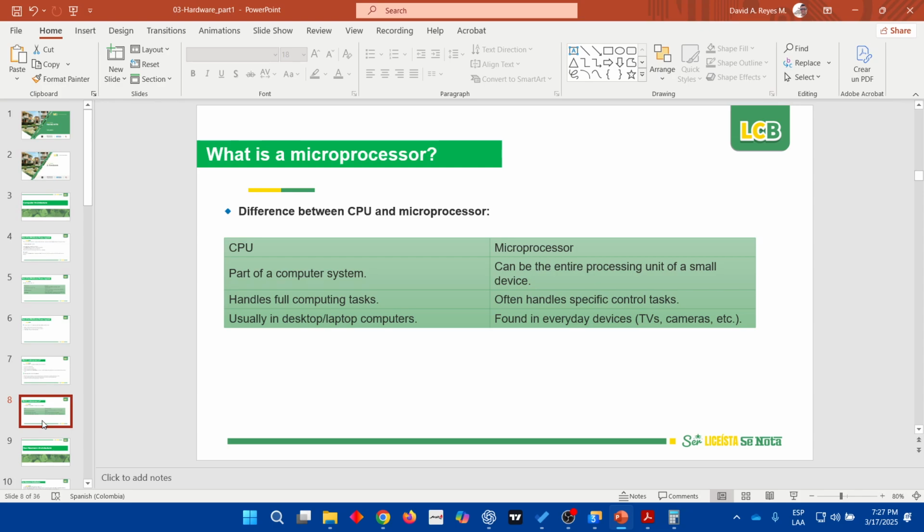For example, at this moment I am using an Apple Pencil. Inside this one you have microprocessors and more. So the CPU is something that the computer has, and it is for many tasks. A microprocessor is a tiny thing that is used for a specific task. For example, a computer is not the same as a smartwatch.